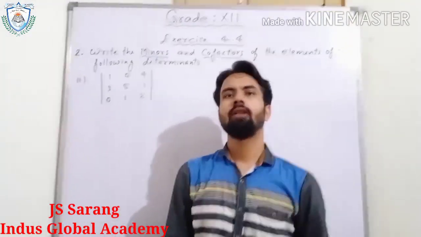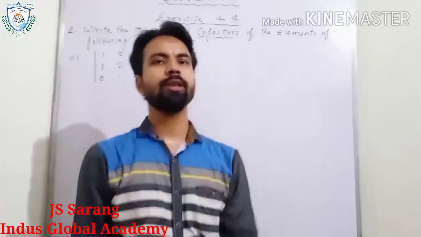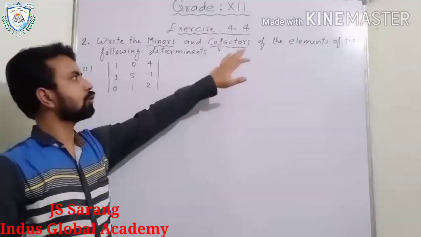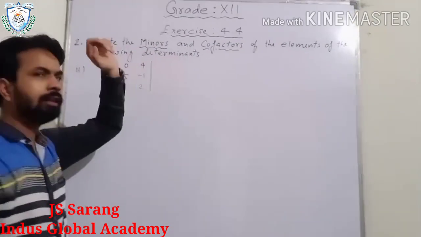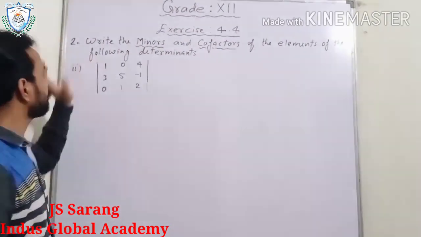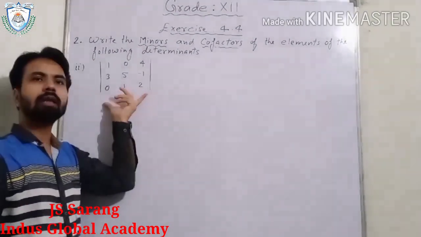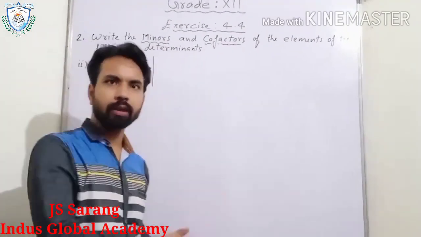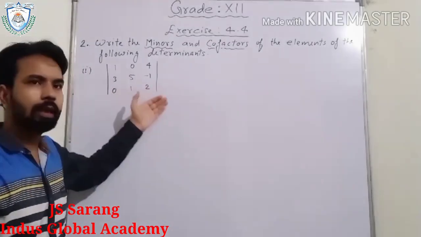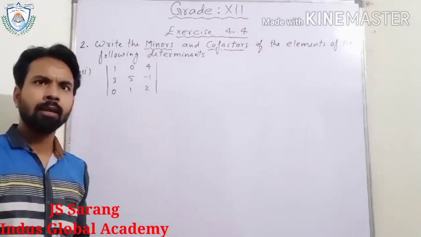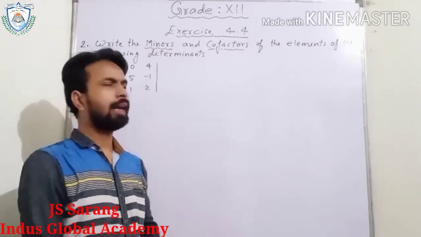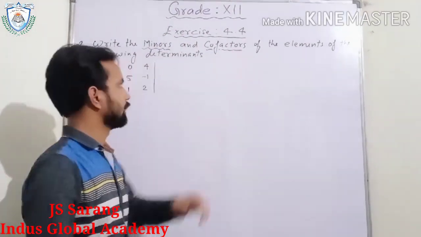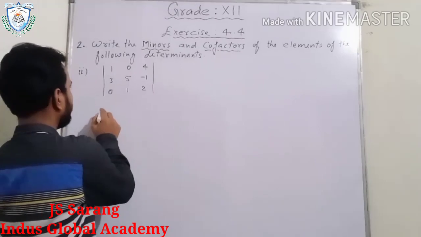Okay students, now I am going to explain you the second question. Here again we have to find the minors and cofactors of the elements of the following determinant. I am taking the second part of the question number 2. Here the determinant's order is 3 by 3. In the previous question the determinant was 2 by 2 order, but here the determinant is 3 by 3 order. Clear? Process will remain same. First we have to find minors, and after that we have to find cofactors.